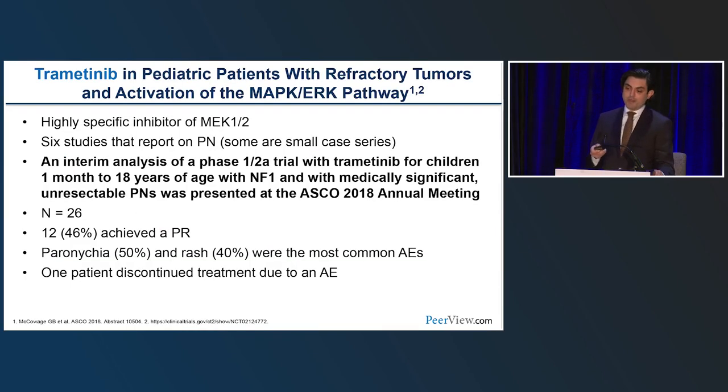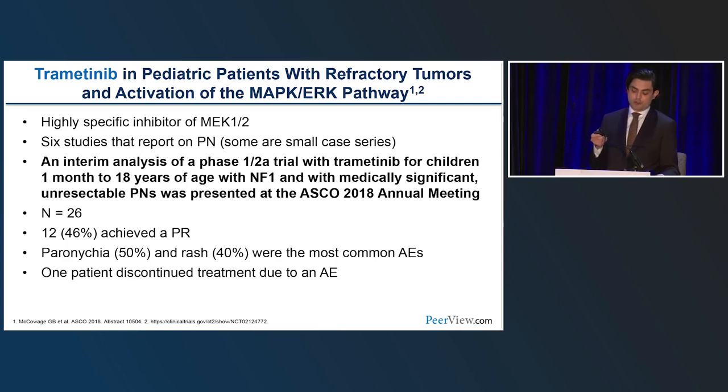For example, Trametinib, which is another MEK inhibitor, was evaluated in pediatric patients with refractory tumors, and we know that there are several studies. Some of them were looking at plexiform neurofibromas, which is what I'm going to focus on. Some were looking at optic pathway gliomas and other low-grade gliomas. But for plexiform neurofibromas, there are 6 studies published that showed some degree of benefit from Trametinib.